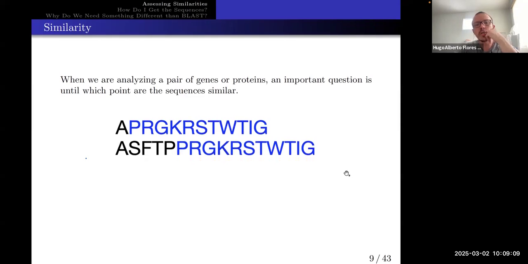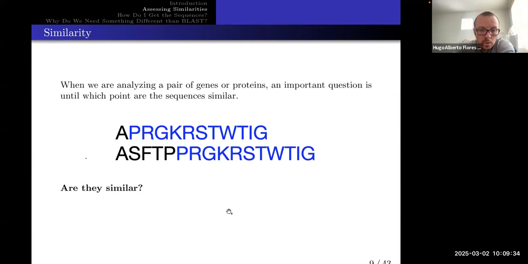Well, if you take a moment to see, there is a subgroup of letters that is repeated, but for sure, you can see that in the second sequence, there are some letters between the A and the blue one that I highlight here. So the blue one is repeated, but in the second sequence, there are some letters in the middle, after the A at the beginning. Okay, so what do you think? Are they similar or not? Yes, no, we don't know yet.